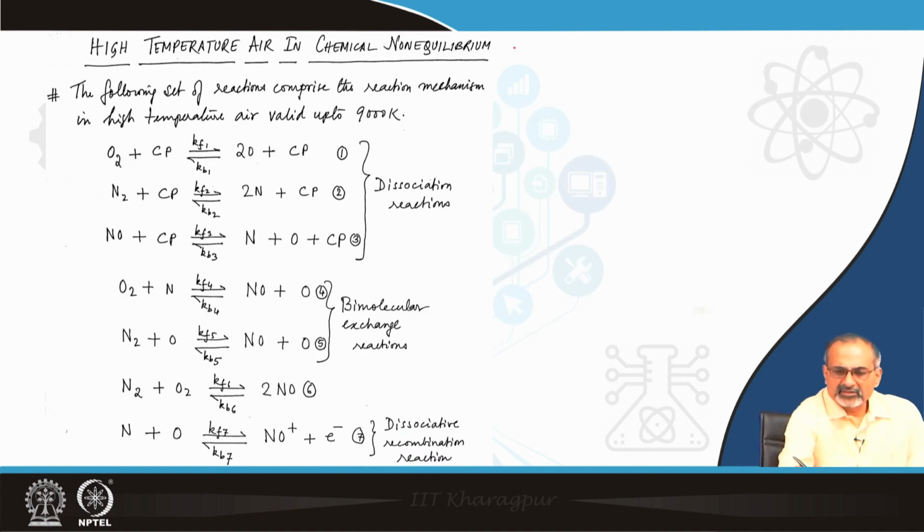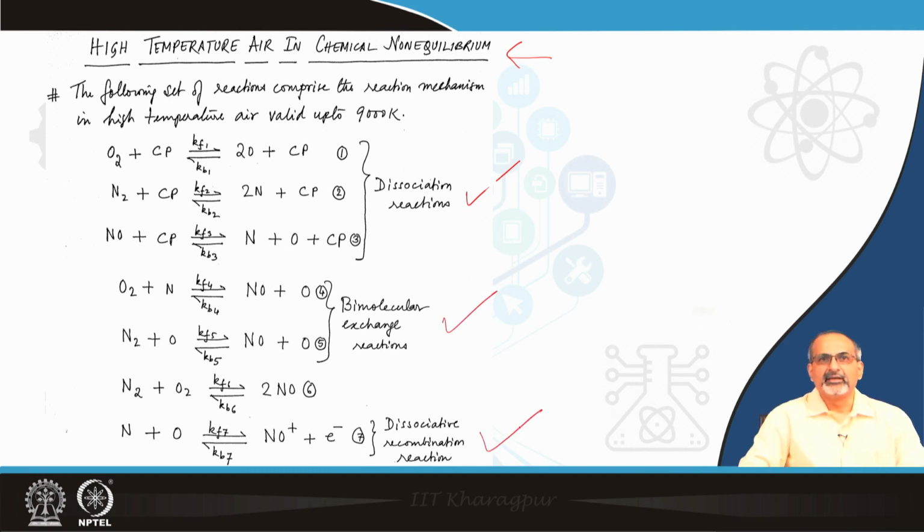Then, with all these concepts in place, we finally looked at high temperature air in chemical non-equilibrium, and we considered several chemical reactions which could be categorized broadly into dissociation reactions, bimolecular exchange reactions, and dissociative recombination reactions. We had discussed these at length in the previous week's lectures. So, for the details you can go back to them once again. And for each equation, as you notice, there are forward and backward rate constants involved, and we have 7 of them over here.